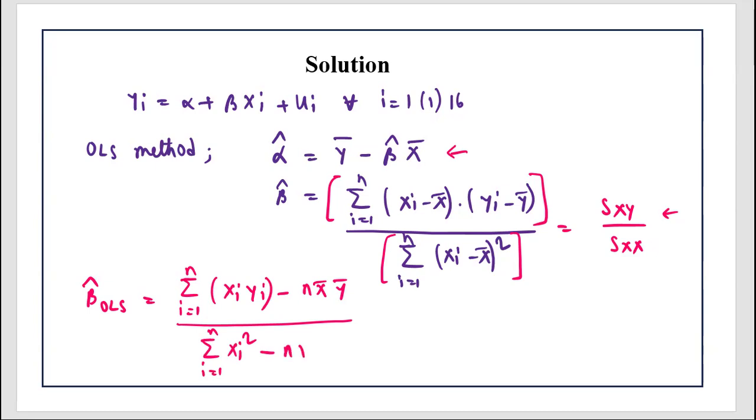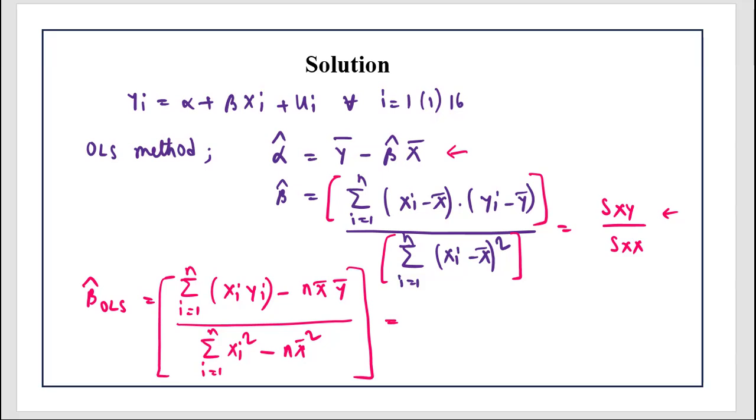Summation xi square minus n x bar square. Right? So we have expanded the numerator and the denominator to get a workable form. Basically, now you can use the data set that is given to you and solve this question.